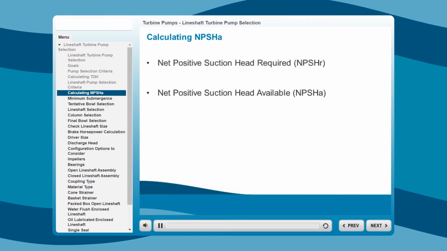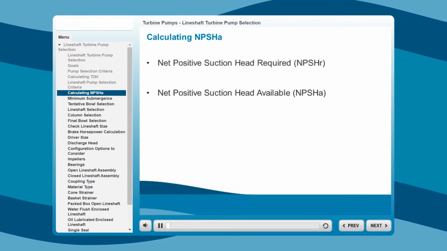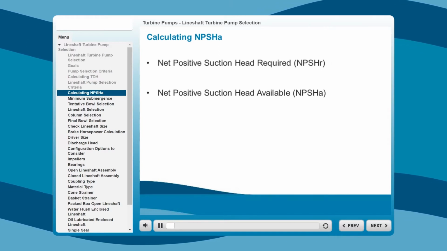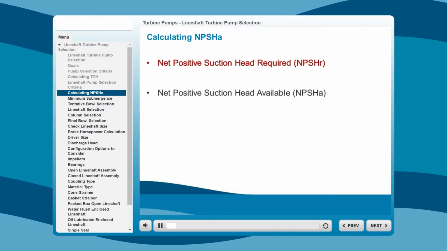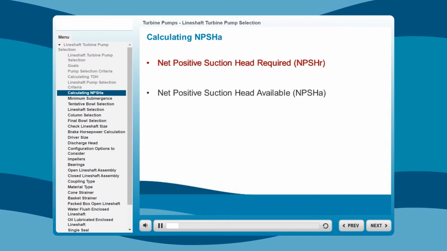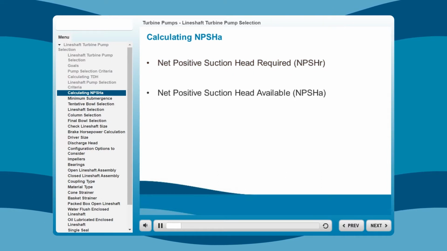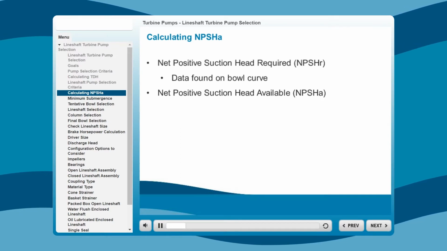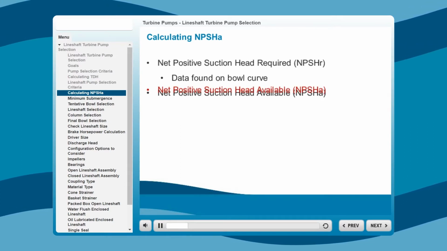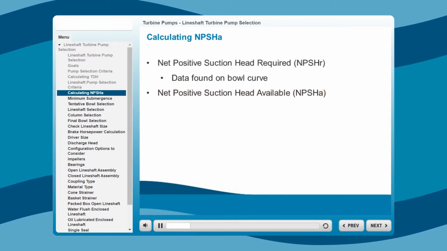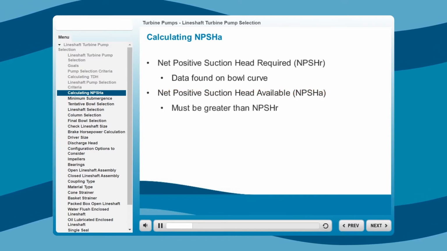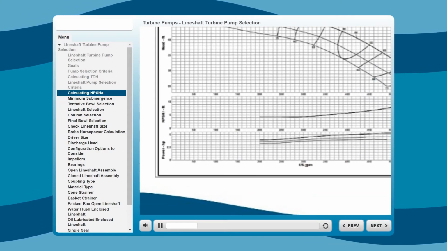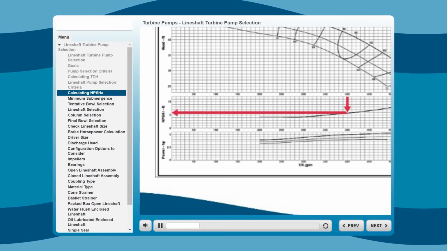Net positive suction head, or NPSH, is the pressure needed at the suction of the pump to avoid or prevent cavitation. There are two types of NPSH. The first is net positive suction head required, or NPSH-R. This is the NPSH required by the pump. This number can be found on the bowl curve. The second is net positive suction head available, or NPSH-A. Our NPSH-A must always be greater than the NPSH-R stated on the pump curve. On the pump curve shown, the NPSH-R is 6 feet at 400 gallons per minute.